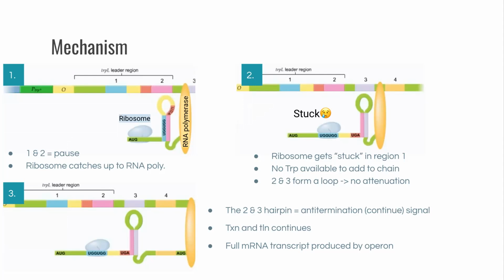If no TRP is available to add to the chain, the second and third regions form a loop, and there will be no attenuation. So again, if there's no TRP available, there's no attenuation, which means that transcription will proceed. So the 2-3 hairpin is the continue signal. Transcription and translation continue, and a full mRNA transcript is produced by the operon.